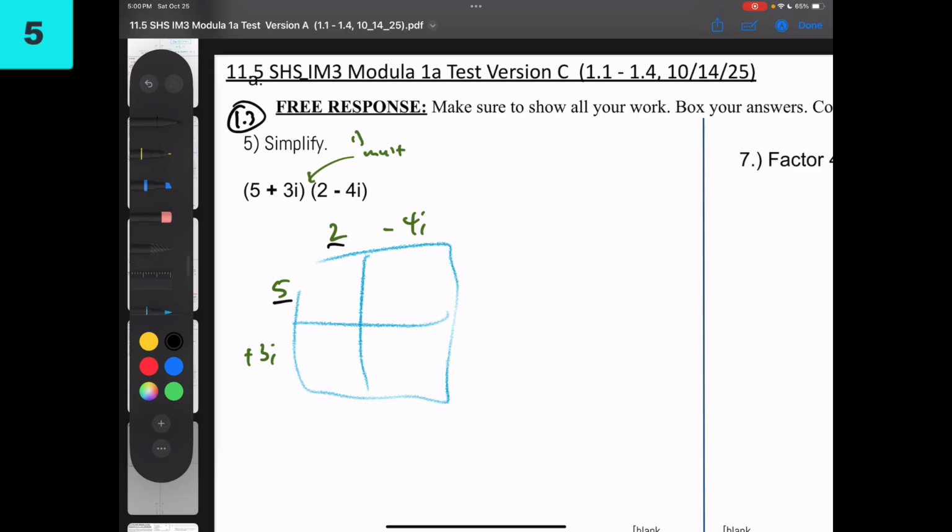5 times 2 is 10. 5 times -4i is negative 20i. Just pretend the i is like an x. 3i times 2 is 6i. And 3i times -4i is negative 12i squared. Next, we're going to add. So let's take them all out.